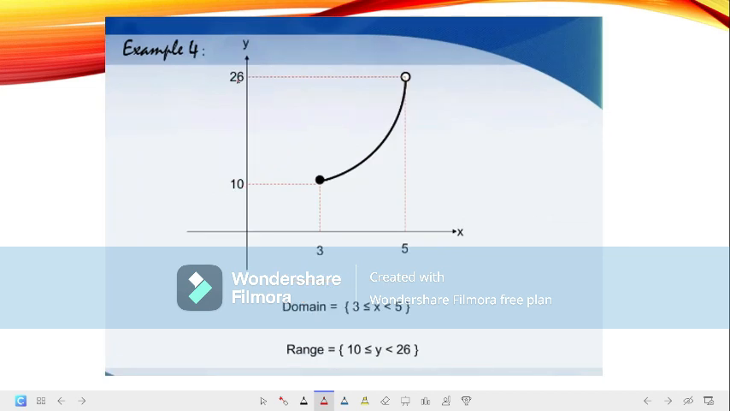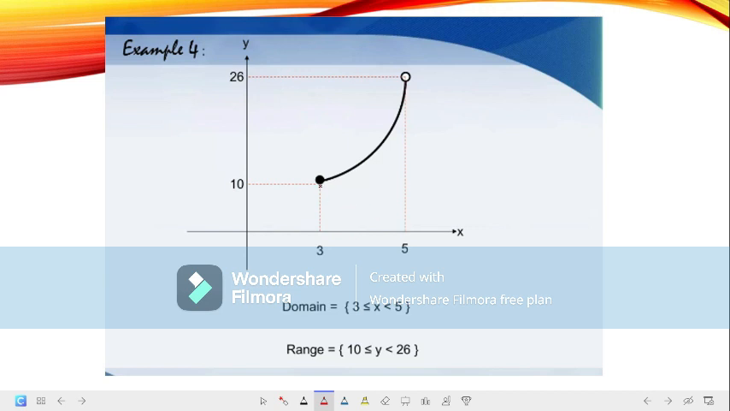Okay, what about this graph? How are we going to express the domain and range using this graph? We're going to look for the domain and the range. Again, for the domain, you focus your attention on the x value. So we have it here from 3 to 5. Okay, this is our x-axis. So you have your 3 to 5.